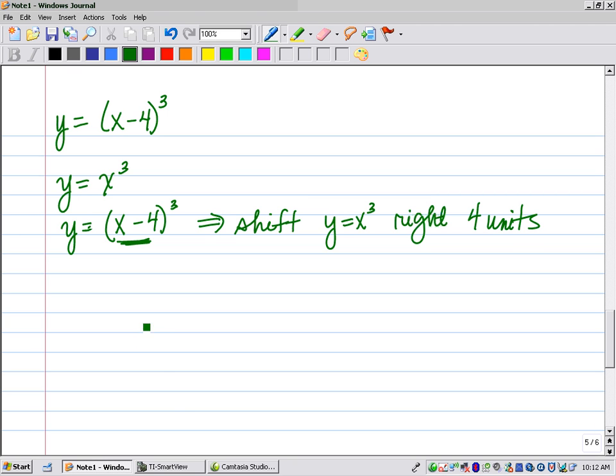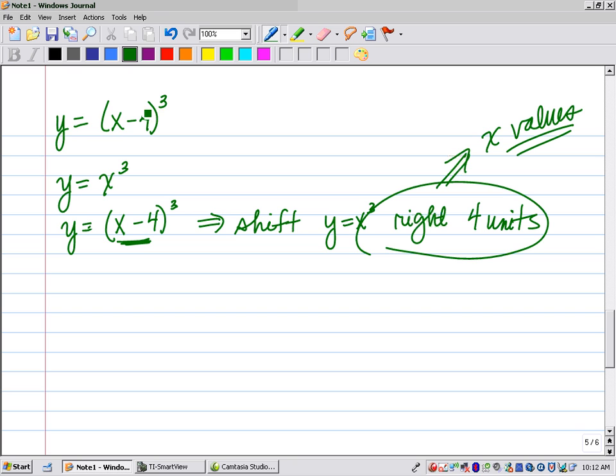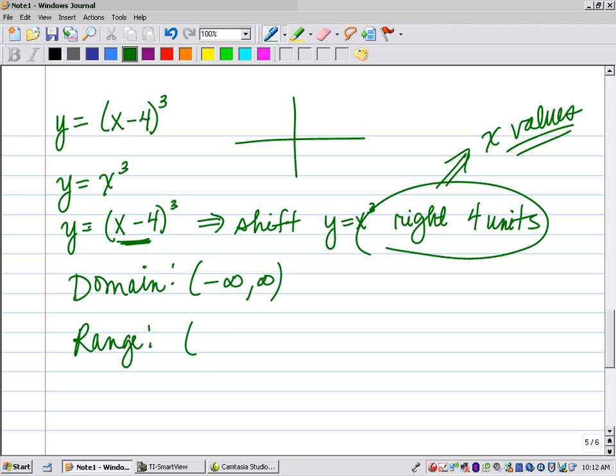How would that impact our domain and range? Well, shifting right is only affecting the x values, right? And our domain for the cubing function is all real numbers, so our domain is still all real numbers. If you shift that left or right, you're still going to get all real numbers. And the range of the cubing function, do you remember what that is? Yes, it's going to be all real numbers as well.